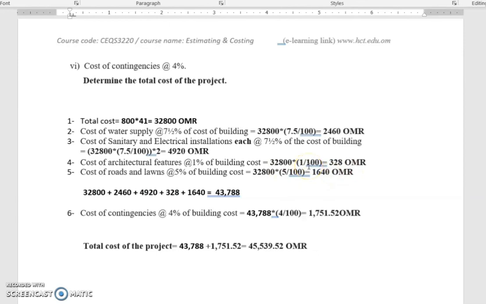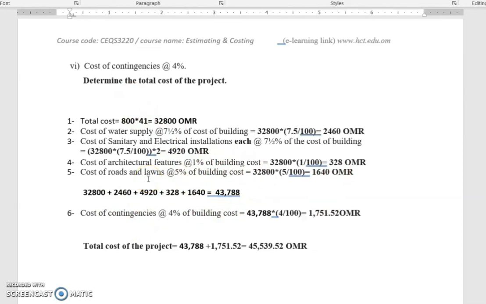Okay, so what is the total cost of this building? The structure cost plus the water supply plus sanitary and electrification plus architectural features plus roads and lawns. So the total cost of the building will be the summation of all of these prices. So this is the real cost of the building.